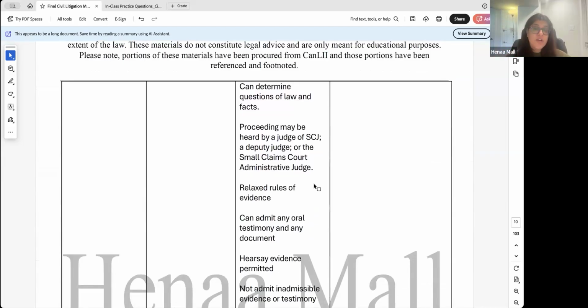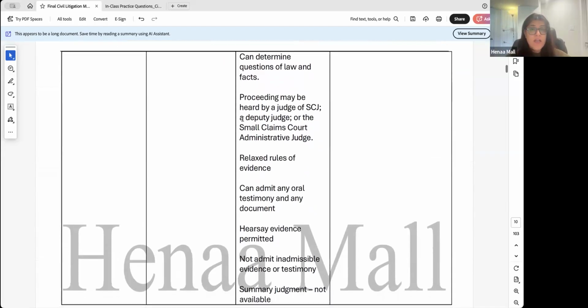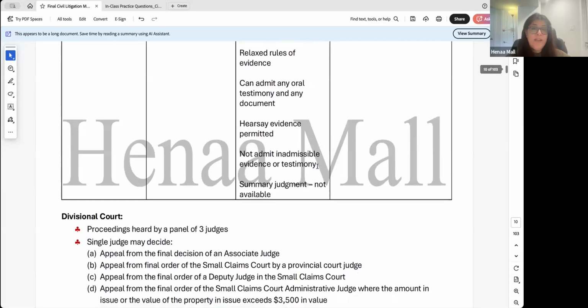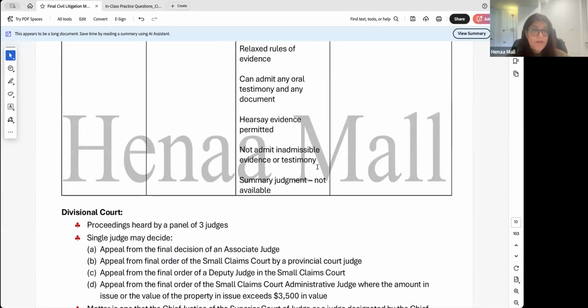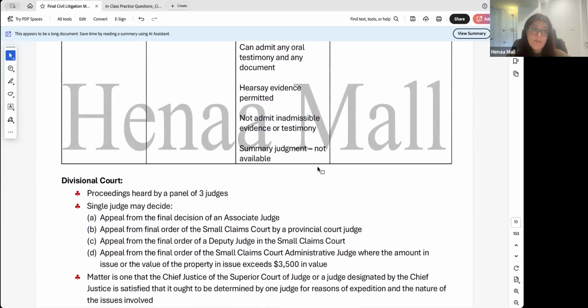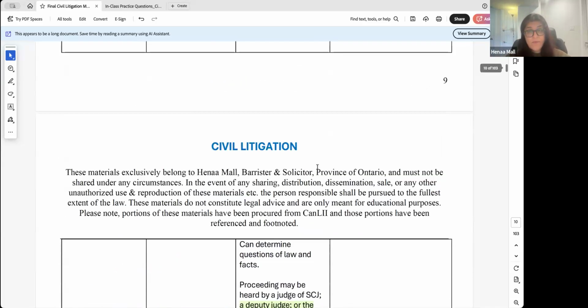Proceedings may be heard by a judge of the Superior Court of Justice, a deputy judge, or a small claims administrative judge. You have relaxed rules of evidence. You can admit any oral testimony, any document, even hearsay evidence is permitted in small claims court. Think of it as a more relaxed court. You are not to admit inadmissible evidence, however. You cannot accept evidence that's against the very grain of the Evidence Act, and summary judgment is not available.